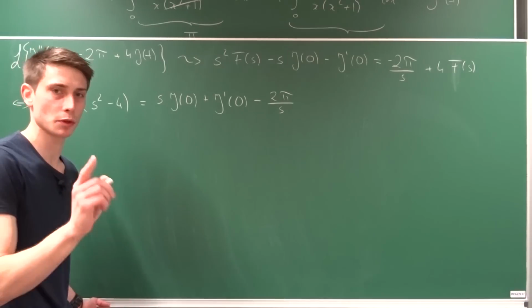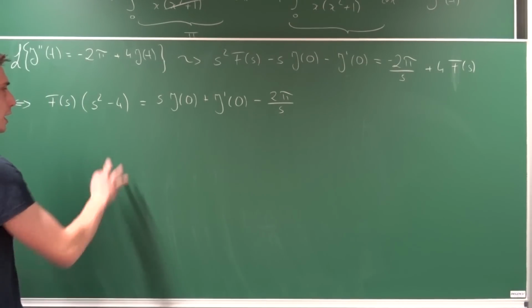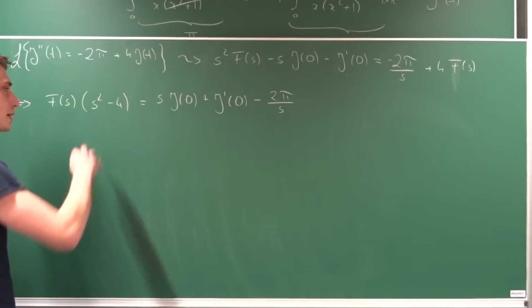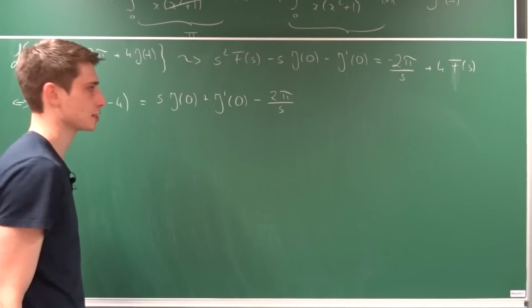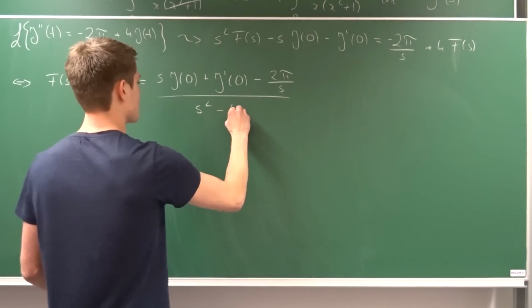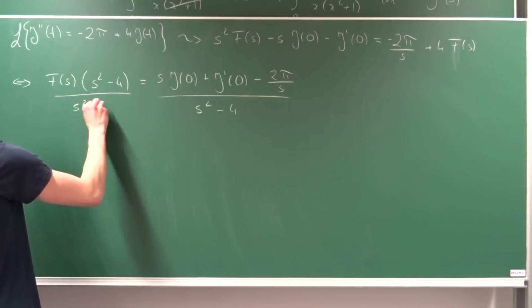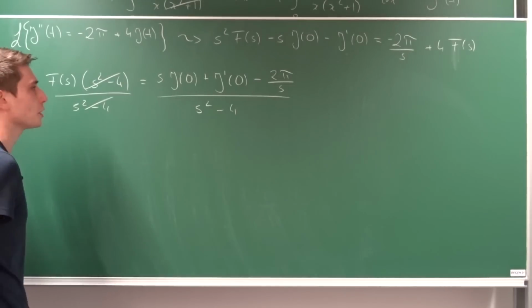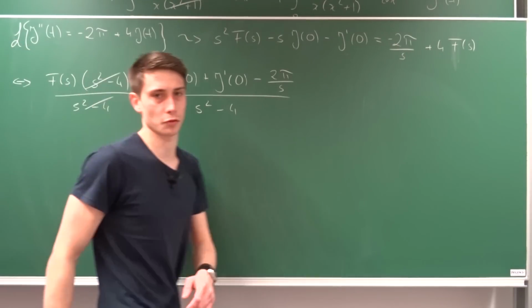Great thing, but I said we want to isolate F of s, so we have to divide both sides by s squared minus 4 under the condition that this isn't equal to 0. So let's do this, let's divide everything by that. So this is s squared minus 4, this is also s squared minus 4, this and that we cancel out, and we end up with our desired expression for F of s.